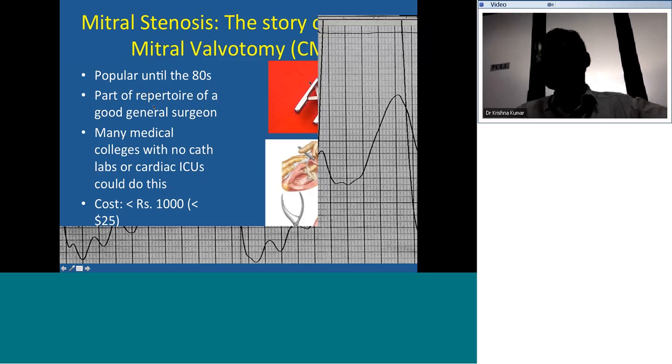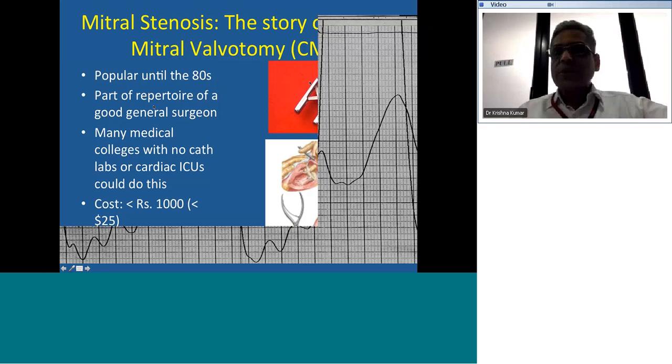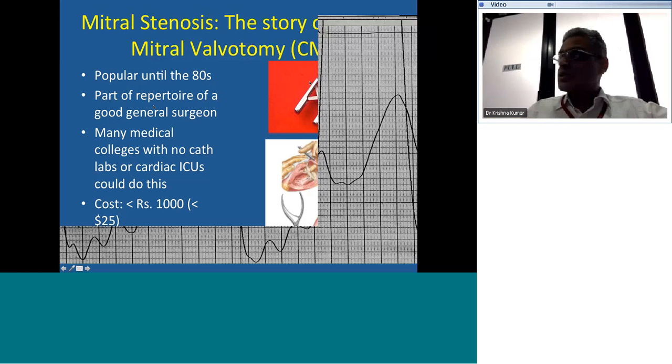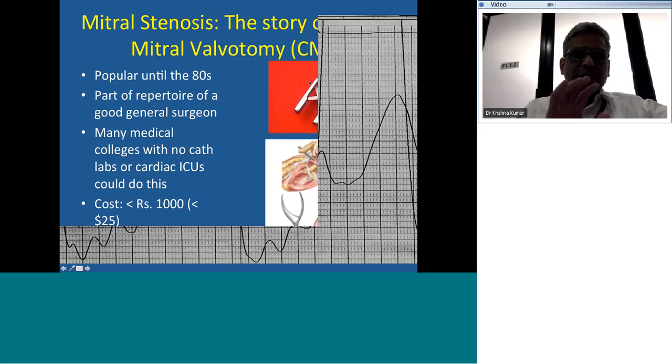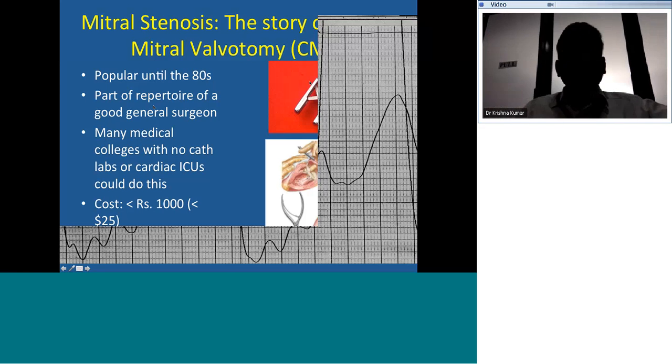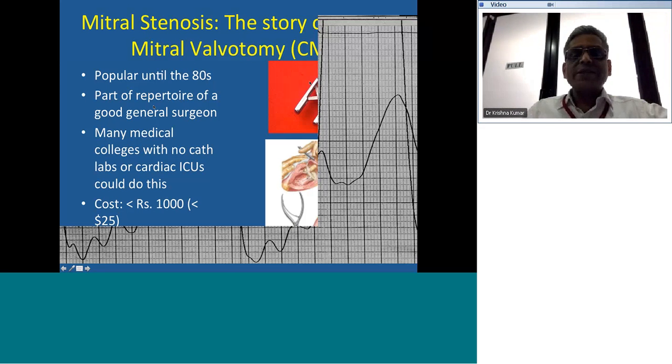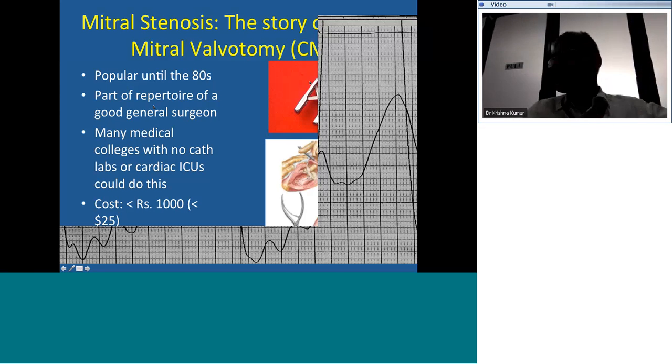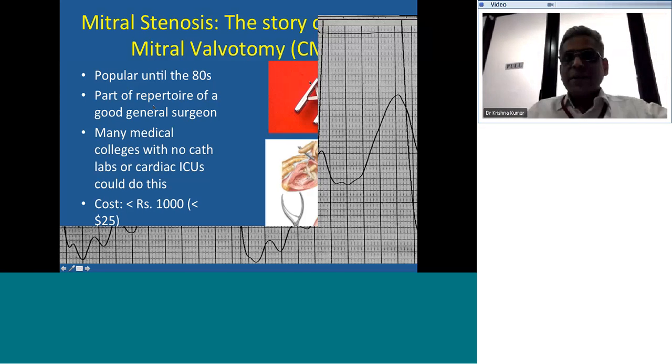What has happened is that the balloon has replaced it. And we haven't done enough as cardiologists to reduce the cost of balloon, because it's so difficult to sort that out because there are so many overheads. But this is an important story just to recognize how procedures evolve in medicine, not necessarily in the best patient's interest. It's in our interests sometimes.